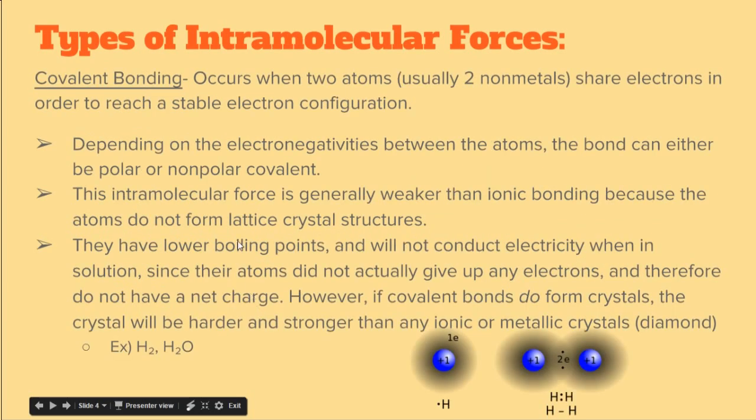So the next type of intramolecular force, covalent bonding. This occurs when two atoms, usually two nonmetals, share electrons in order to reach a stable electron configuration. So notice how it said share, not transfer. That's important, actually. Depending on the electronegativities between the atoms, the bond can either be polar or nonpolar covalent. So if the electronegativity difference between the two atoms is high, it'll be a polar covalent bond. If it's low, it'll be a nonpolar covalent bond.